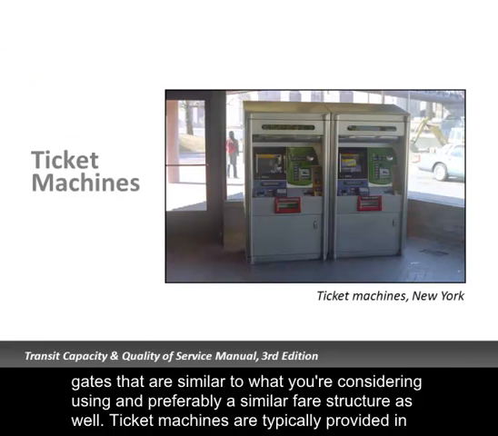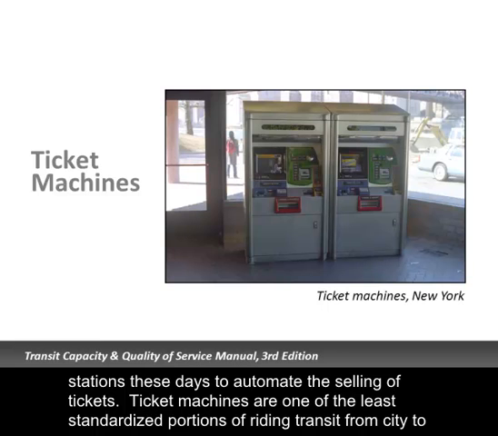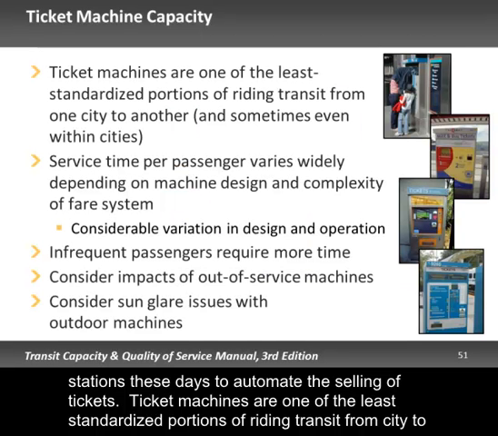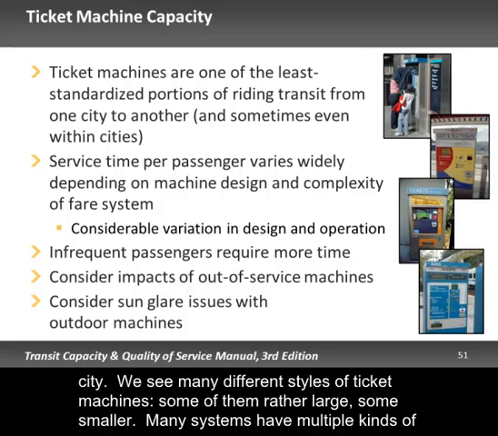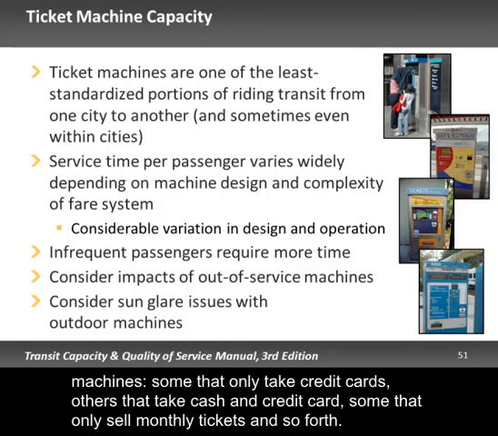Ticket machines are typically provided in stations these days to automate the selling of tickets. Ticket machines are one of the least standardized portions of riding transit from city to city. We see many different styles of ticket machines, some of them rather large, some smaller. Many systems have multiple kinds of machines, some that only take credit cards, others that take cash and credit cards, some that only sell monthly tickets, and so forth.